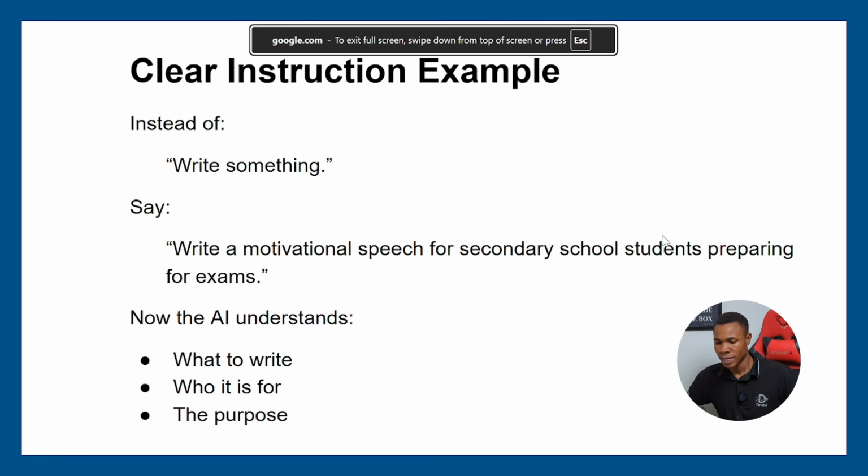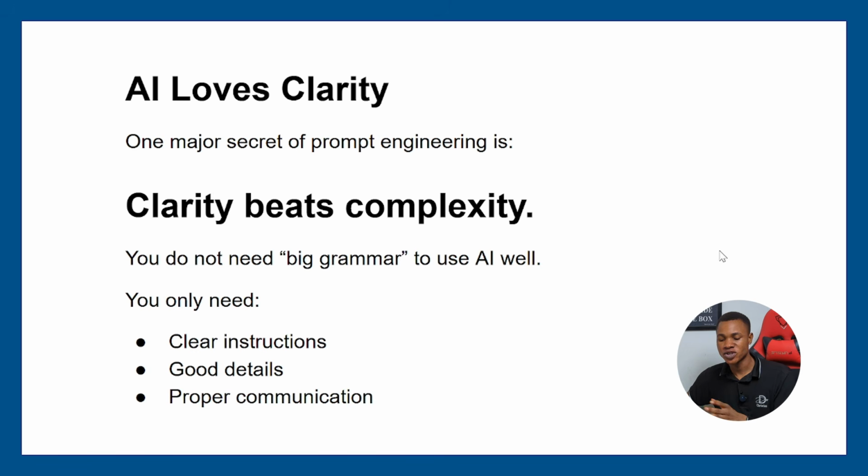Of course, we just did good examples for that. Now, AI loves clarity. That's point 1. I'm going to give you points 2 and 3, but one of the most important parts of AI is that it loves clarity. The more confusing the prompt is, the more confusing the result. Remember, AI is not human. AI is not magic. So one major secret of prompt engineering is that clarity beats complexity.